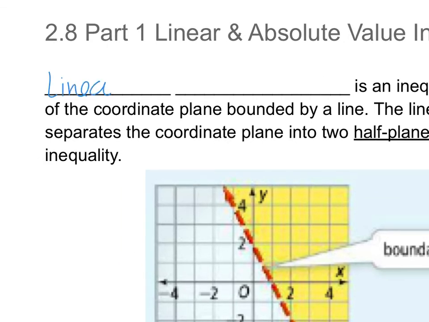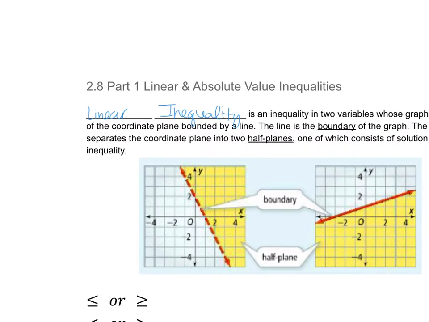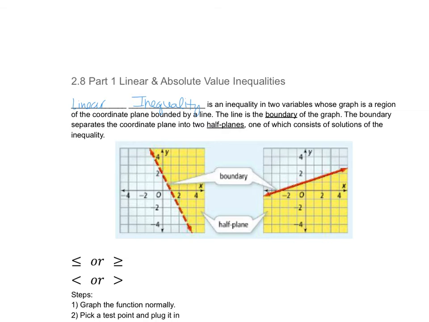A linear inequality is an inequality with two variables whose graph is a region of the coordinate plane bounded by a line. The line is the boundary of the graph. The boundary separates the coordinate plane into two half planes, one of which consists of the solutions of the inequality.